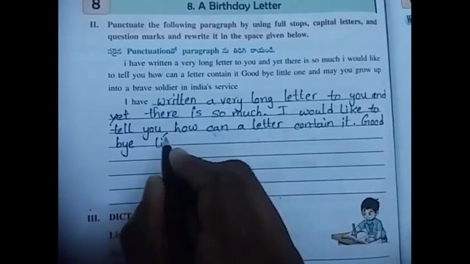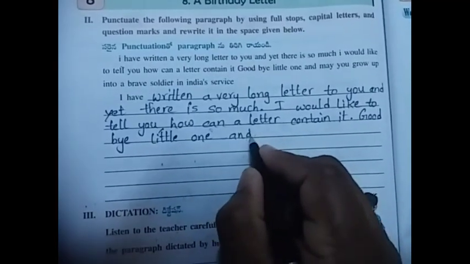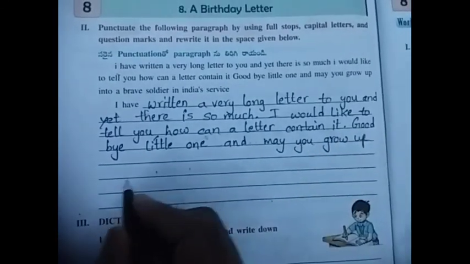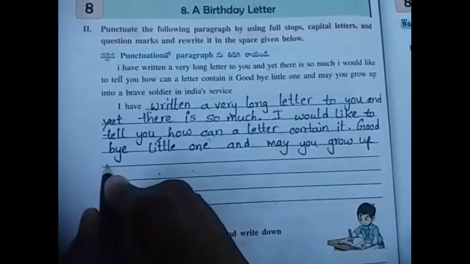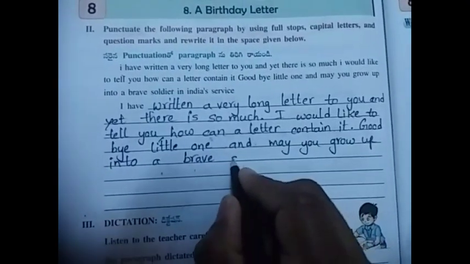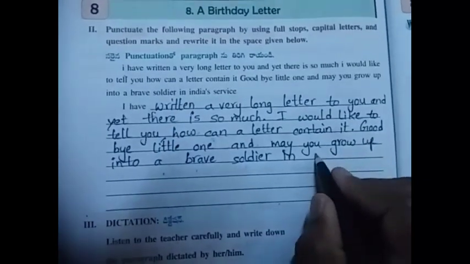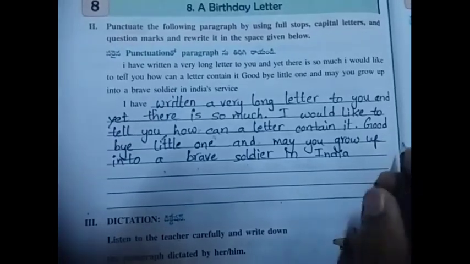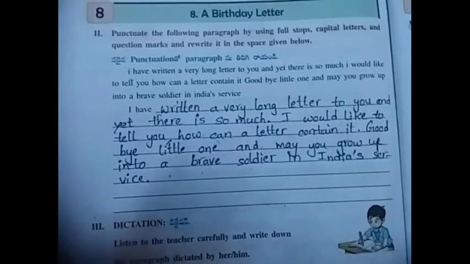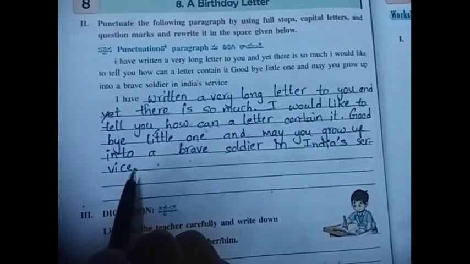Goodbye, little one, and may you grow up into a brave soldier in India's service. Here India is a country, so we should start with a capital letter. Finally, full stop. We use here capital letters, commas and full stops.